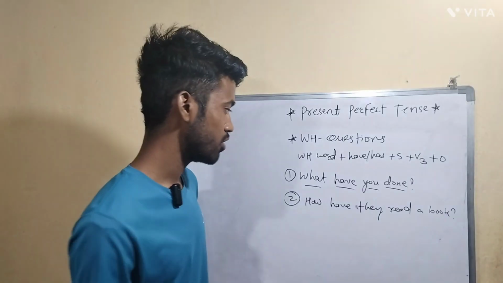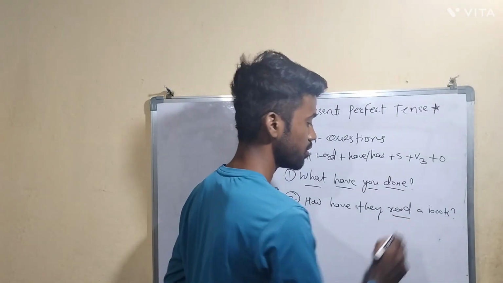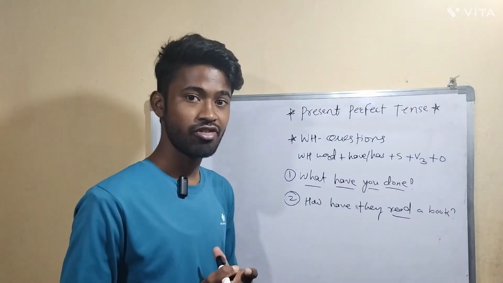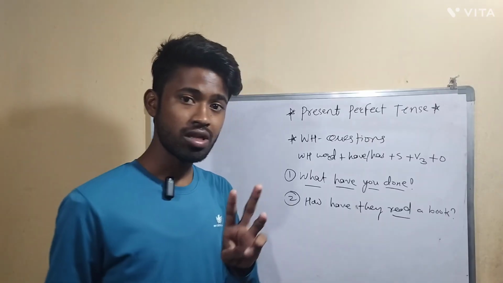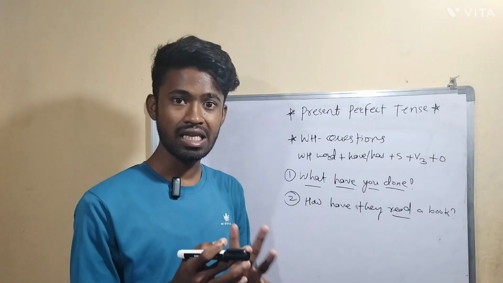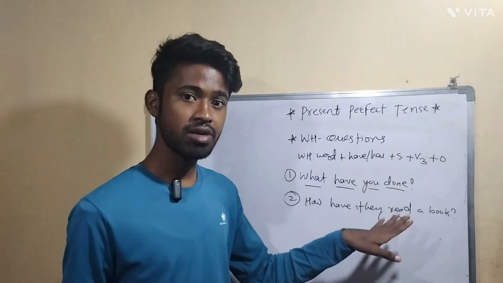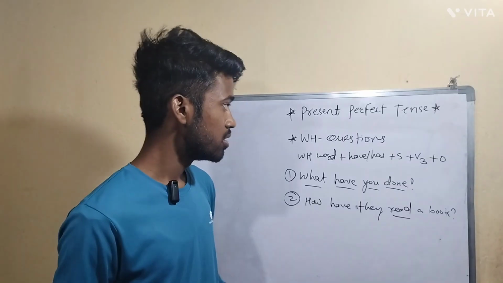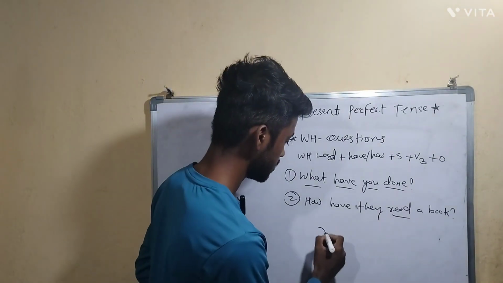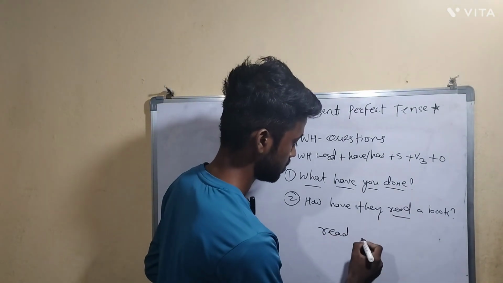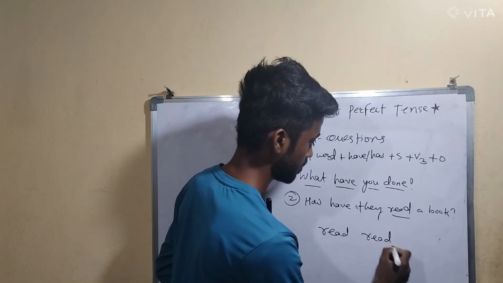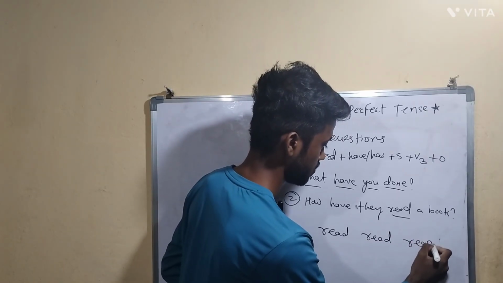Read. So see, you need to understand. This is the third form of verb. So what is the say? First form, second form, all the three forms are same. Read, read, read. So spelling is same, but pronunciation is different here. So see, here I will write. This is the first form, right? This is the second form, and this is the third form.